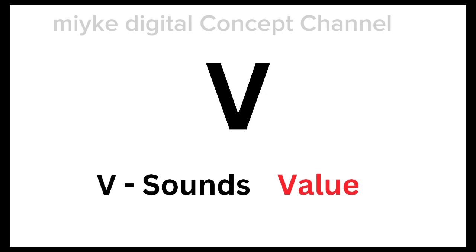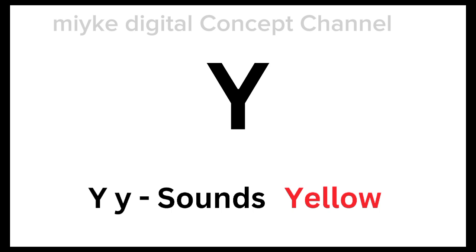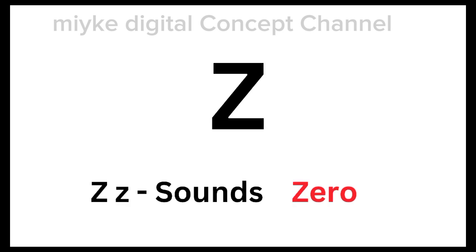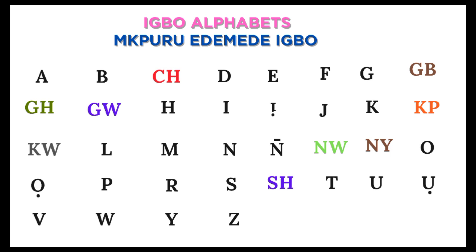value. We, W, way. And the other one is ye, yellow, ye. And the last one is Z, not Z, zero. So following all this pattern, we'll be able to pronounce the Igbo alphabet, making progress in your Igbo learning classes.